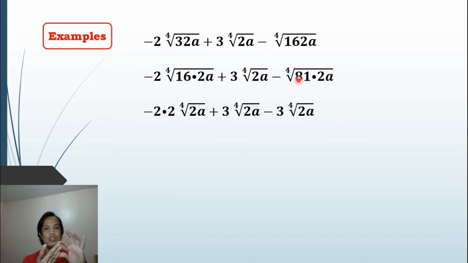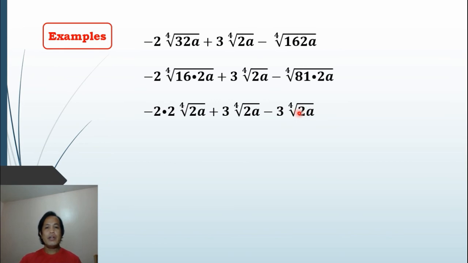Then 9 times 3 is 27. And 27 times 3 is 81. So therefore, the fourth root of 81 is 3. That's why we have here the 3. Then we copy the fourth root of 2a. As I've said, 2a is already not factorable. So we just simply copy 2a.